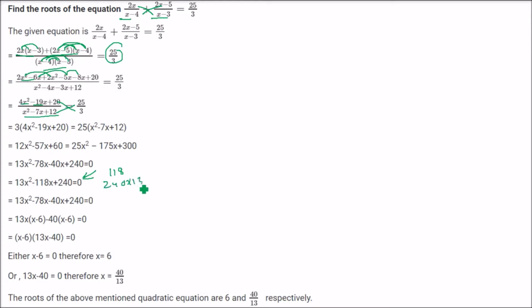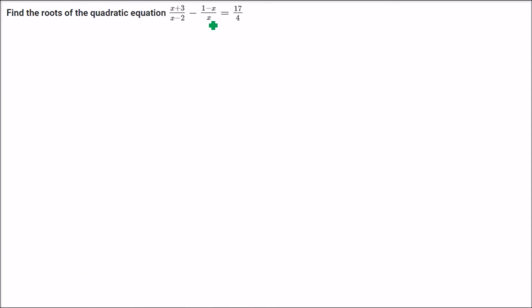See, 240 into 13 is equal to 78 into 40. And this 78 and 40 is going to give you 118. So what you can do here is, for minus 118x, you can write minus 78x minus 40x. Take 13x common, x minus 6. Take minus 40 common, x minus 6. So x minus 6 take common, it will be 13x minus 40. From here you get x equal to 6. From here you get x equal to 40 by 13. So these are the roots of this quadratic equation.